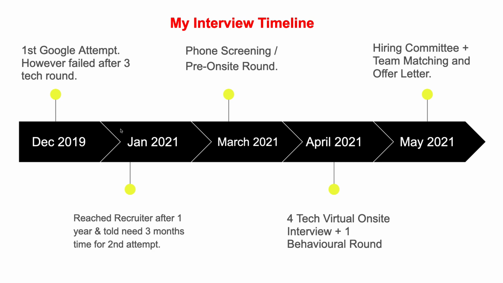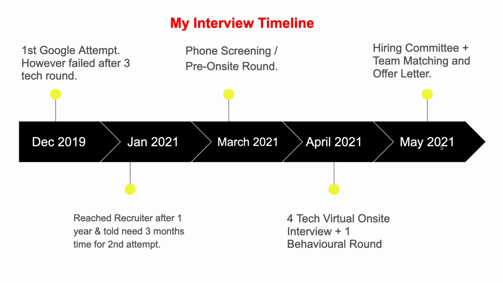So in January 2021, I reached out to my recruiter. Then approximately 2 months after that, I scheduled my phone screening, the pre-on-site round, which is a filtering round, and I cleared it. Some couple of weeks after that, I had my technical and behavioral interviews in April 2021. Then, a couple of weeks after that, I had the hiring committee stage, team matching, and the offer letter.